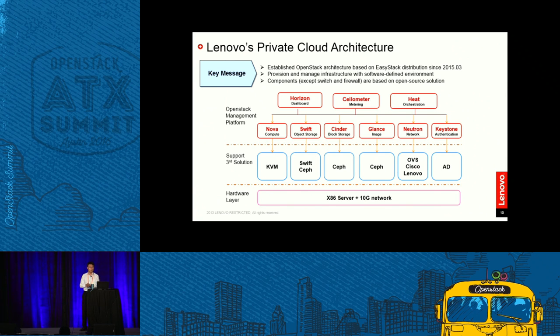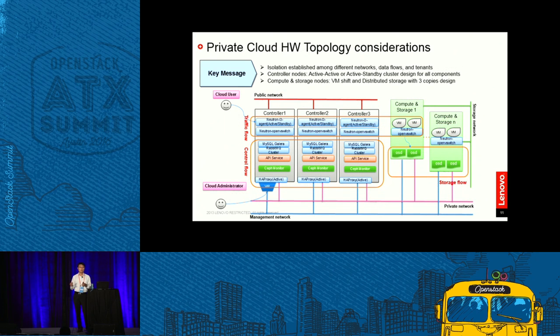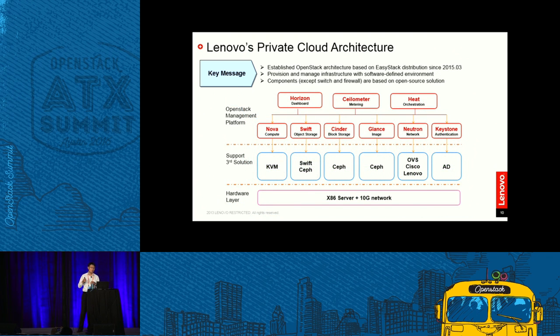And here is, after lots of testing and POC and the comparison of those different technologies, Lenovo chose to use OpenStack. And here is the architecture of the OpenStack system. The underlying layer is the hardware layer. Most of the hardware used is x86 servers, with 10 gigabit network switches.